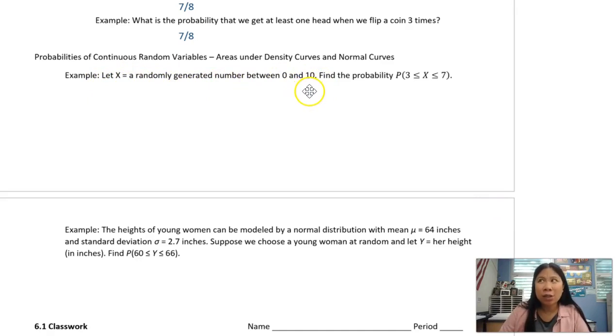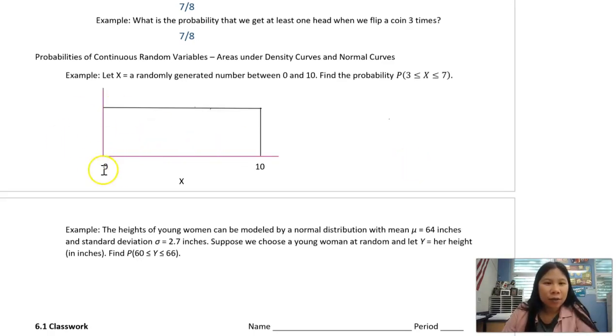So if you're randomly generating a number between 0 and 10, first of all, you could have any number that's a decimal, a fraction that's in between 0 and 10. Also, because it's randomly generated, the probabilities of getting each number would be exactly the same. So in that case, it would be a uniform distribution. Remember, uniform means that all the heights, if you were to make a graph, all the heights would be exactly the same. So it would look something like this.